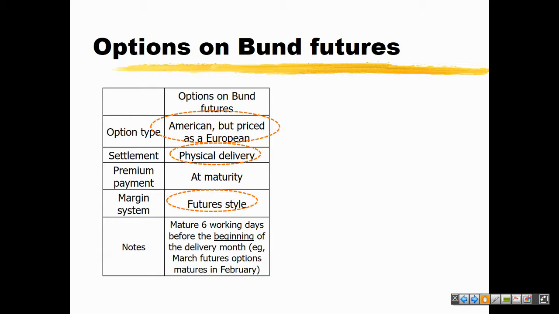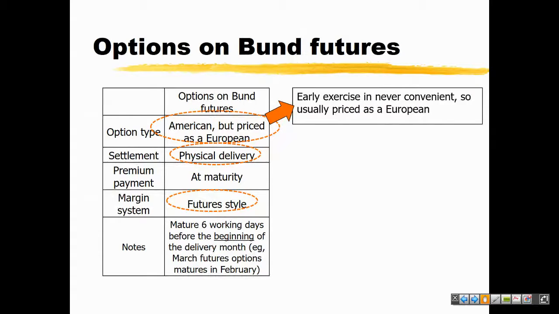Here, we have a derivative written on another derivative, and some peculiarities are the following. The first one is that it's an option which is American, but priced as a European. The reason is that it's an option in which early exercise is essentially never convenient. And so even if formally it's an American option, in practice you can use the model of a European option to price it.